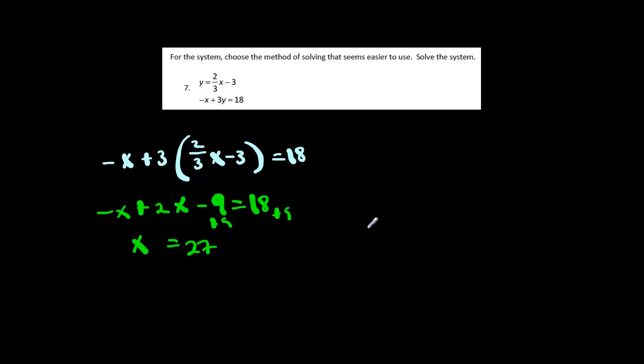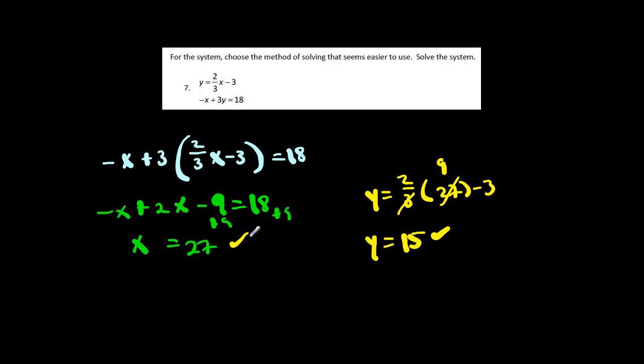So now that we know that x is 27, we can plug it in. Let's plug it in the top one. 3 goes into 27 9 times. So 18 minus 3 is 15. So your solution is 27, 15. That's the point of intersection.